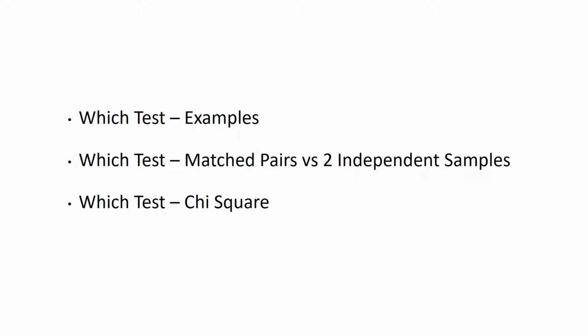The next video in this series will show some examples. In other words, I'll demonstrate how to apply these rules in some specific examples. The third video, I'll go into a little more detail on matched pairs versus 2 independent samples for quantitative variables. And in the last video, I'll go over in more detail which chi-square test to use.